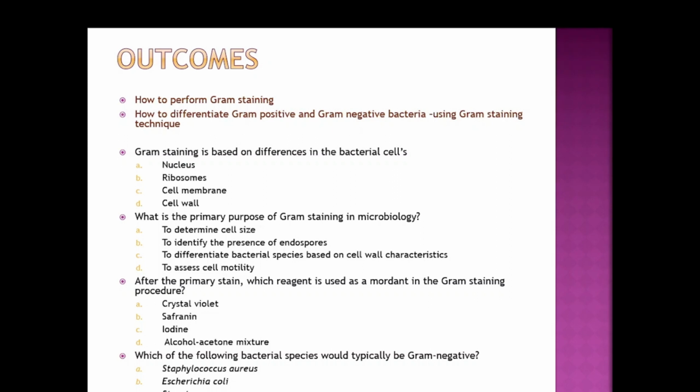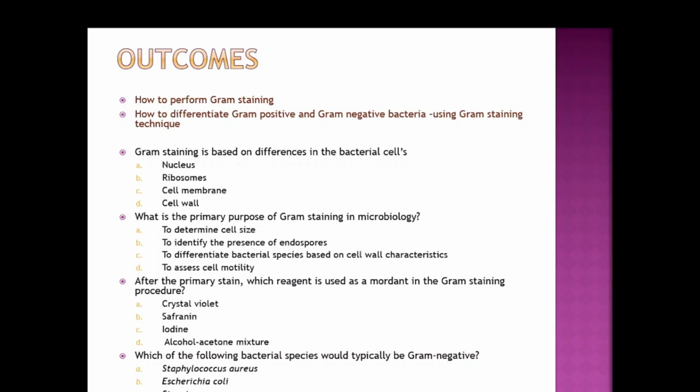Next question is, after the primary stain, which reagent is used as a mordant in the gram staining procedure? Option A is crystal violet, option B safranin, option C iodine, option D alcohol acetone mixture. So what could be the correct answer? Yes, iodine is the correct answer.